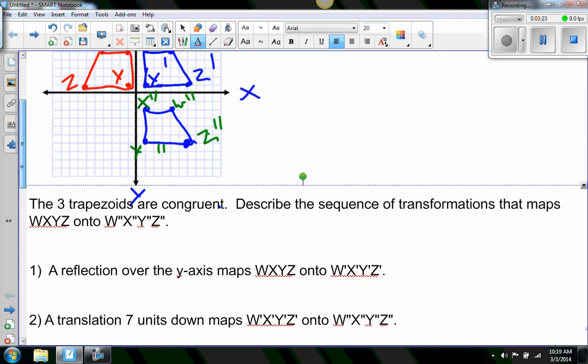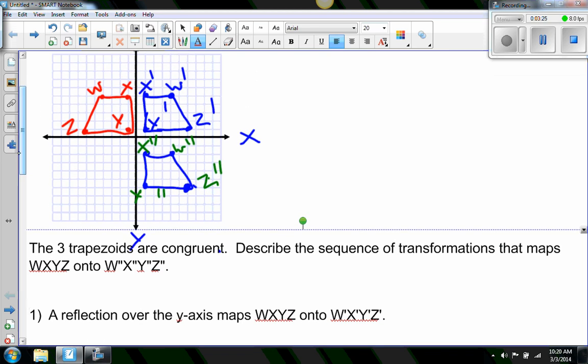Right? So let's just recap that real quick. This one flipped across this axis first, reflection, and then it just slid down that way.